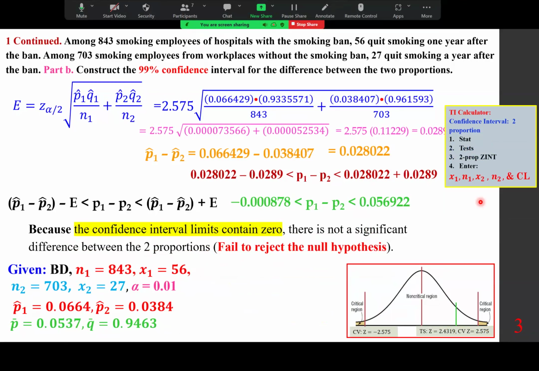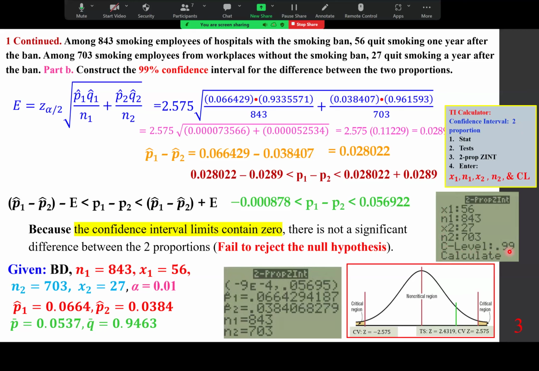All right, if we were to use technology, for example, the TI's 2-PropZInt, notice we put x sub 1, n sub 1, x sub 2, n sub 2, the confidence level of 99%. We do the calculation, and it results in the following. Take a look at what we are interested in. Of course, this stuff is again calculated, but this is the confidence interval. And this is what we did.